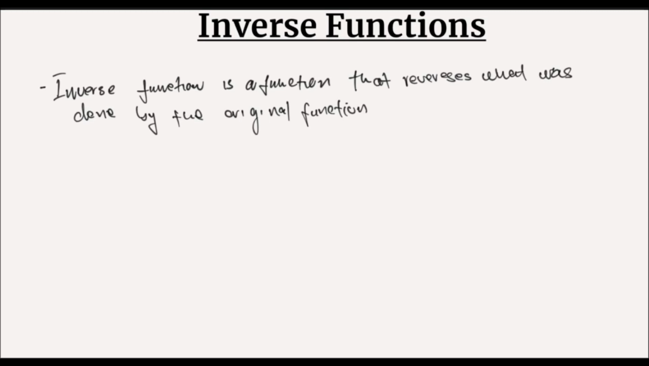If we had an original function f of x, and we are given the value of x to be 2, and we run 2 into the original function and it gives us 5 as our output, what the inverse of this function would do is reverse what we have done using the original function. The inverse would take this output and make it an input, and we get exactly 2, because we are reversing what the original function has done.